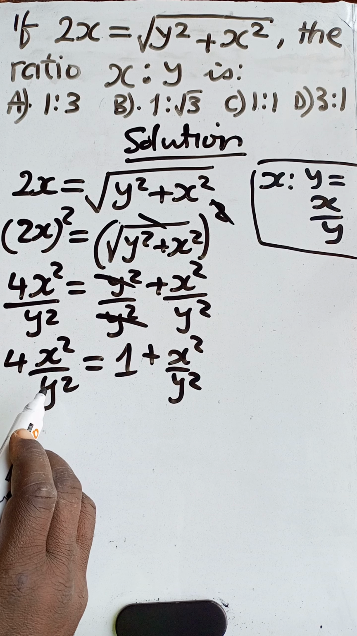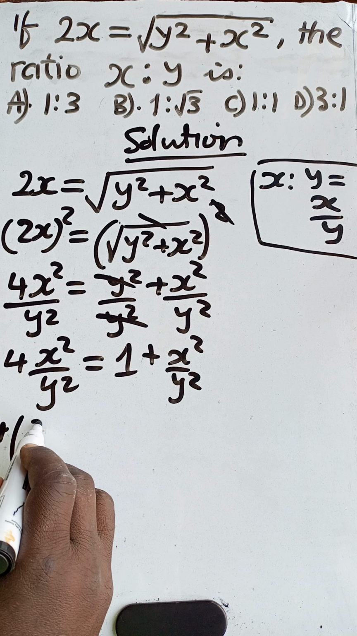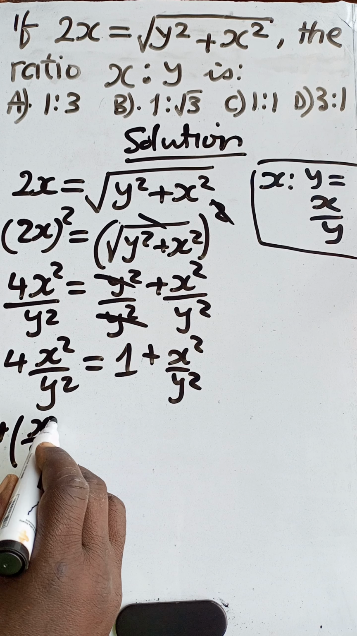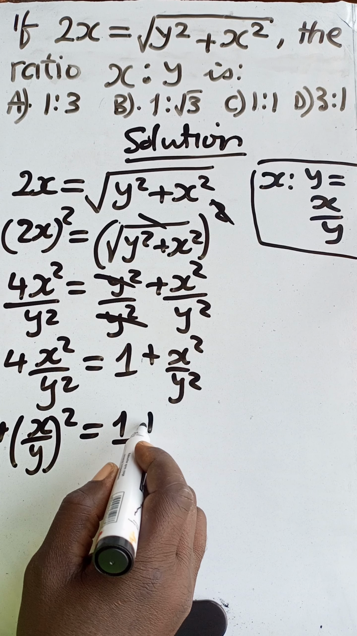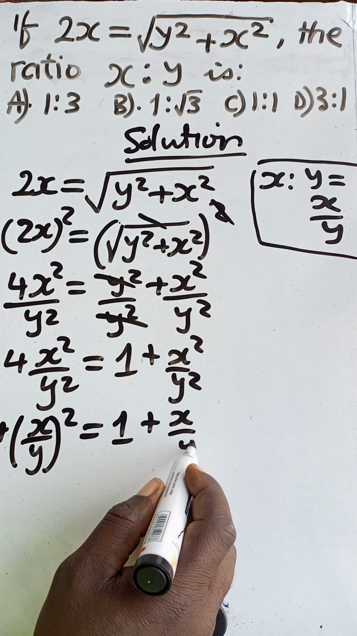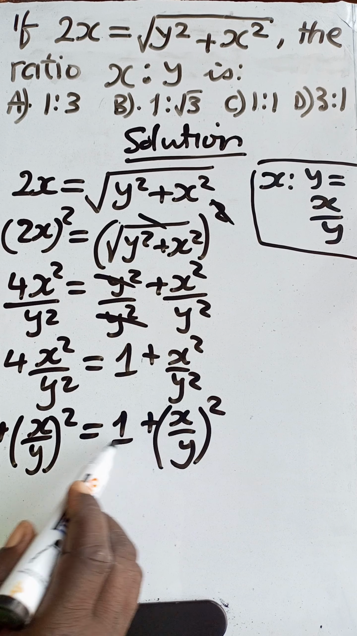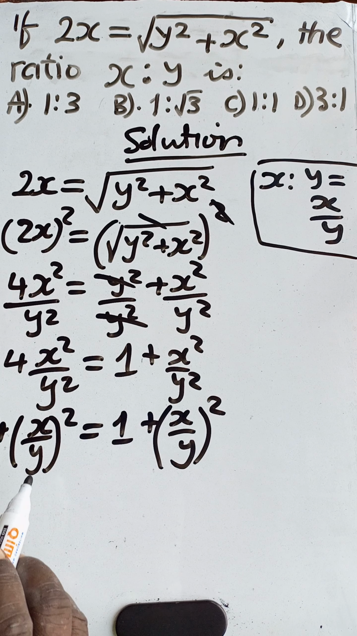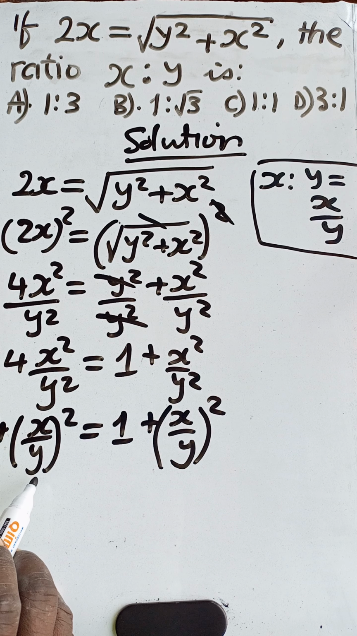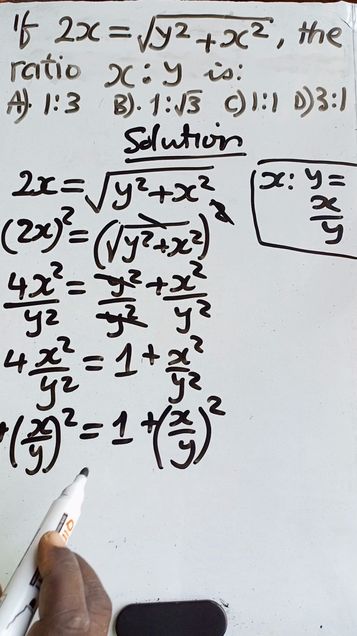Now, x squared all over y squared, since they both have the same power, we can just write that as x all over y raised to the power 2. And the same thing here, x all over y raised to the power 2. So you can see, gradually we are getting to our objective. We have here 4 times x all over y all squared is equal to 1 plus x all over y all squared.